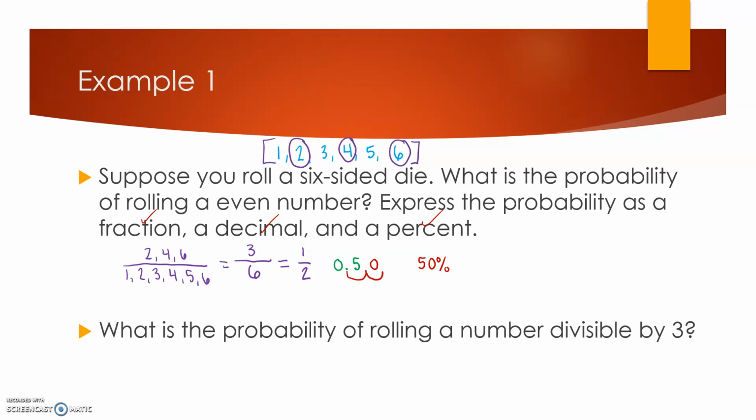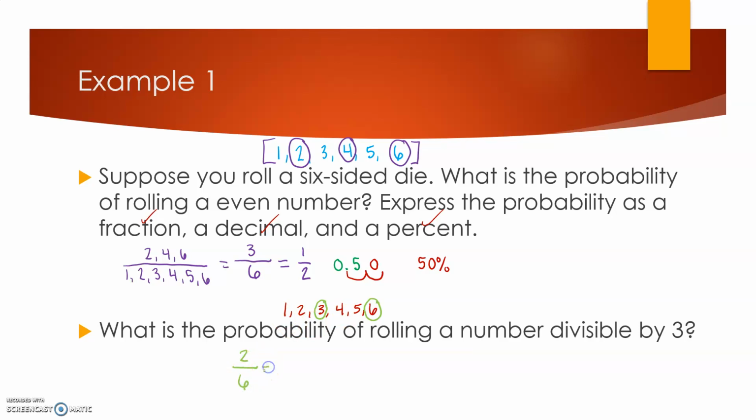So I'm going to write out my list of numbers again, and I'm going to look at which ones satisfy what they're asking. Numbers divisible by 3. Well, 3 is divisible by 3. I can do 3 divided by 3 and get 1. 6 is divisible by 3. I'd get 2. And it looks like that's it. So I have 2 favorable outcomes out of the total of 6 possible outcomes.